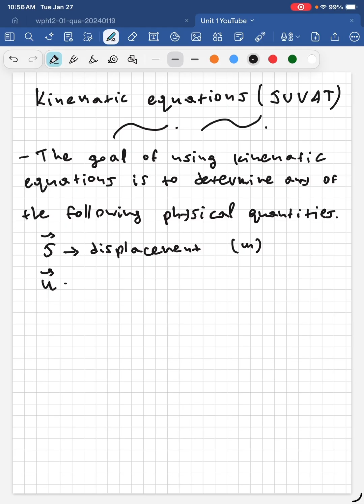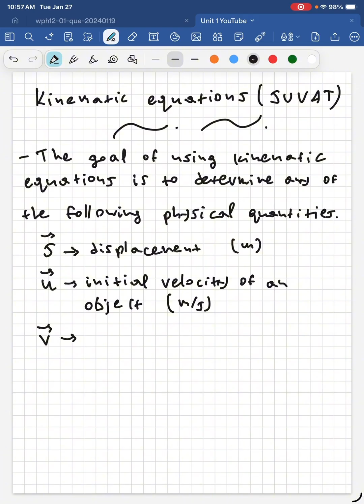Okay, so U is the initial velocity of an object. And as is the case with any quantity related to speed, the units are meters per second. Okay, V is another quantity we are interested in, and that's the final velocity of an object, also measured in meters per second.